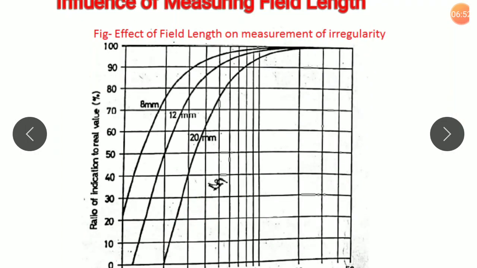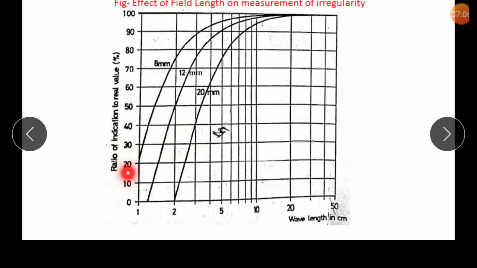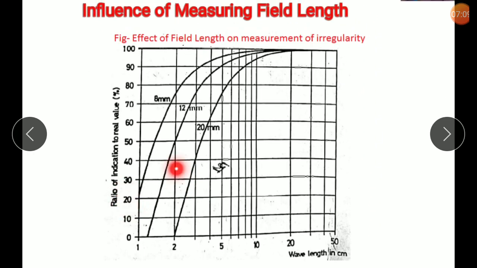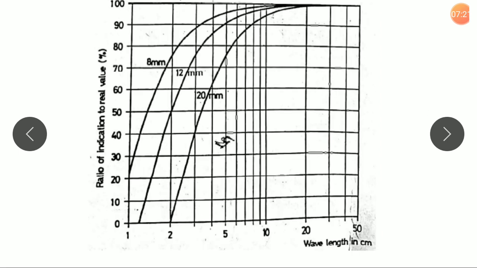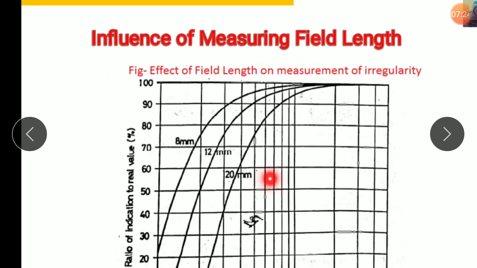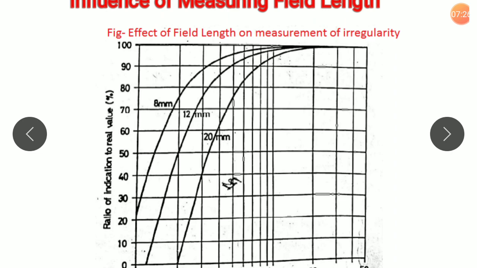For measuring the irregularity of the materials, meaning yarn, sliver or rovings, this figure denotes the indication of the variations. If 100 variations are present, how many variations will be indicated by the instrument against the wavelength or cut length?